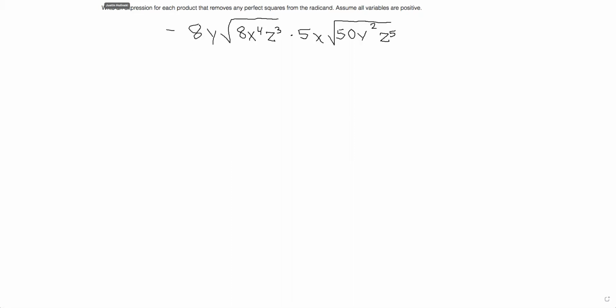So let's take a look at the official instructions we have today. Write an expression for each product that removes any perfect squares from the radicand. Assume all variables are positive. Let's talk about what that means real quick. An expression, we know, is just anything that contains numbers and/or variables. The product is going to be an answer to a multiplication problem. And a perfect square can be a number or a variable.